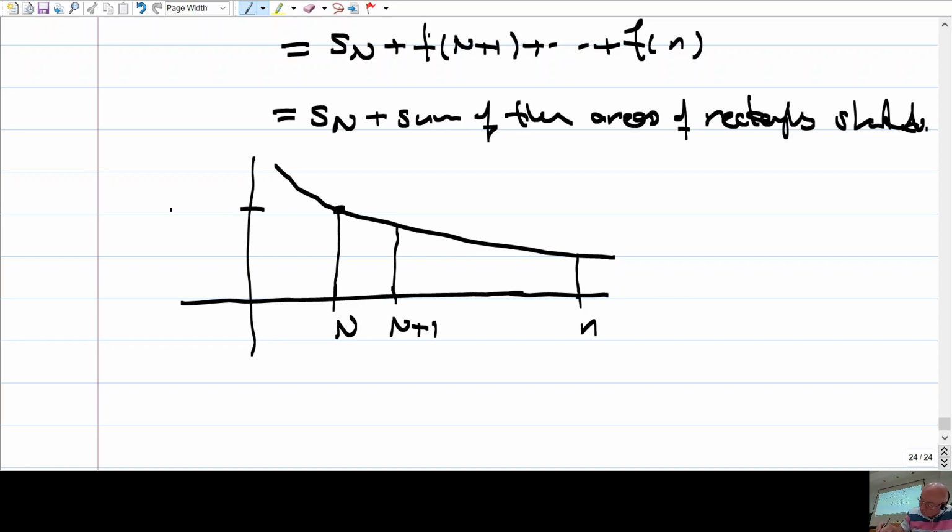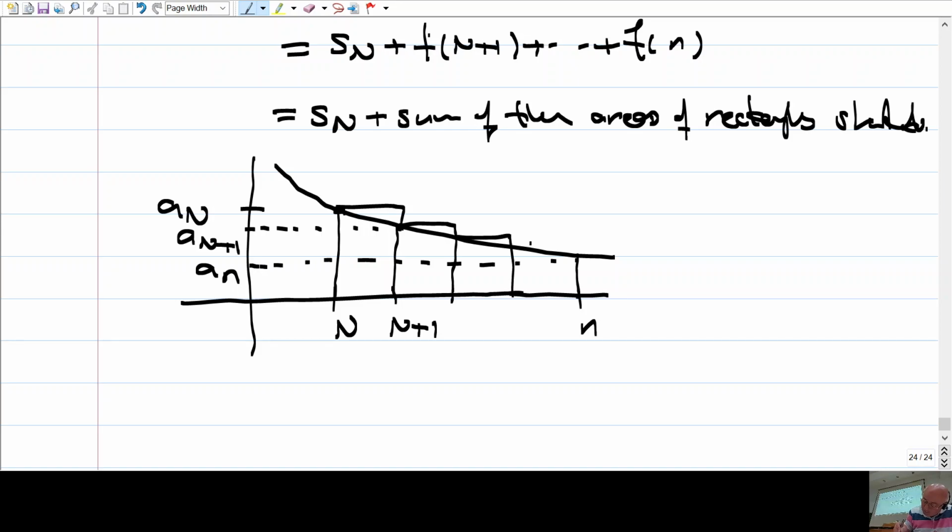This is just f of n, so this is a n. This is a n plus 1, and this is a n, right? The values of f are equal to the values of a n, sorry. And here I have these rectangles like this.